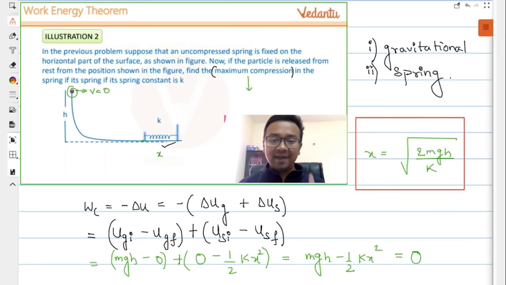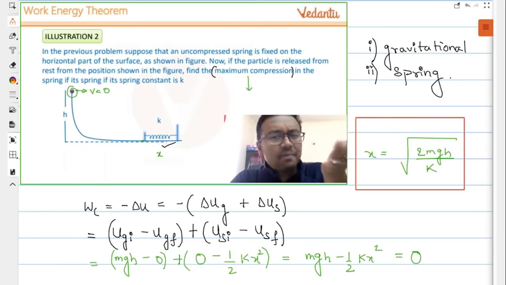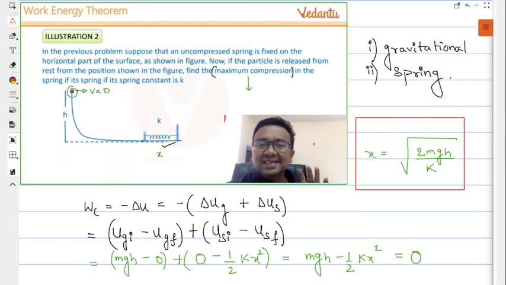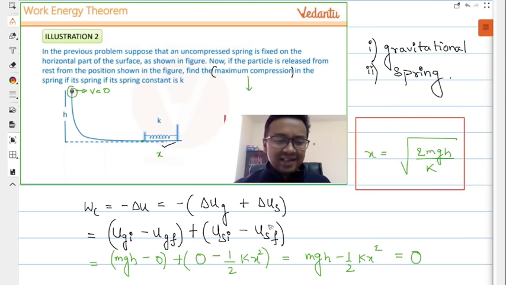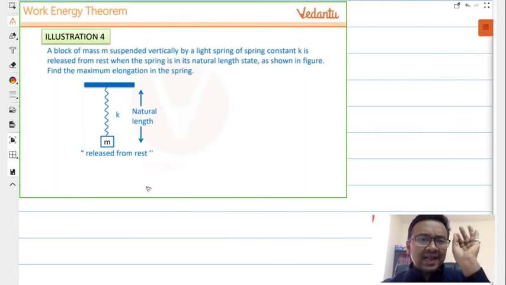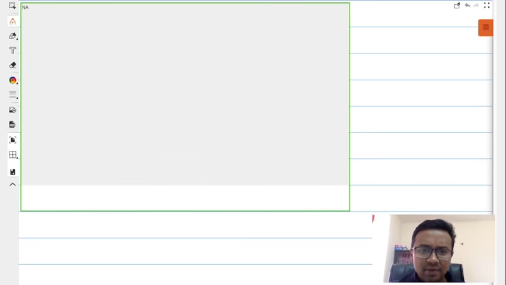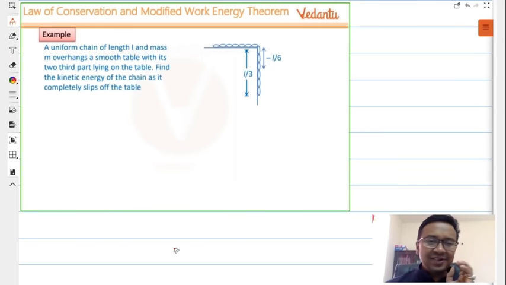I hope everybody has understood how we are applying the concept of the work energy theorem to the basic problems out here. Students, this is exactly what we have to do, even if we come across a complicated problem, a complicated situation. So let's go ahead and explore a little more. Students, I'll come back to this problem, which is given out here. We have to find out the maximum elongation in the spring. But I think more than this question, you would be interested in this one. Let's just take it up.